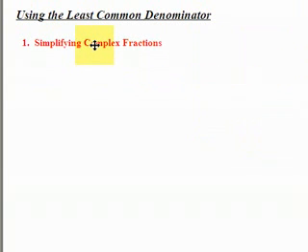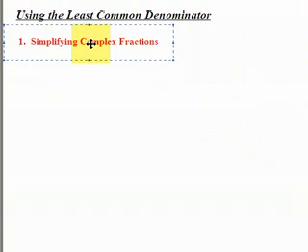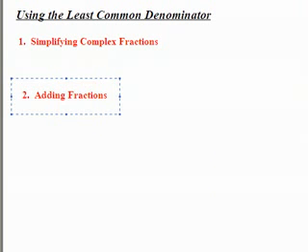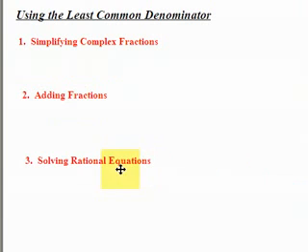First, how do we use the least common denominator to simplify complex fractions? Second, how do we use the least common denominator to add fractions? And then last but not least, how do we use the least common denominator to solve rational expressions?